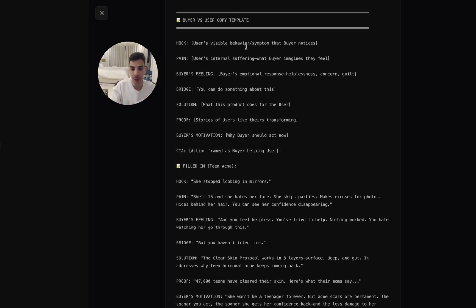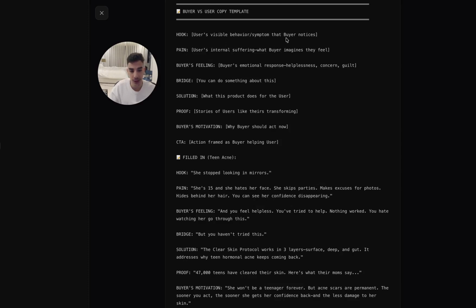Buyer versus user copy templates. Hook: use a visible behavior or symptom that the buyer noticed. They're going to recognize it: this is me, this is the situation that I feel, this is the guilt that I feel, and this is the nurturance emotion that I want to go through. What are the day-to-day struggles that both share?